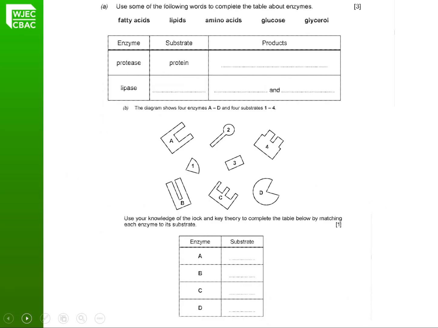So we move on to question 6. Use some of the following words to complete the table about enzymes. So enzyme protease, substrate is protein. Your products here would be amino acids. Lipase substrate is lipids, and your products. So for this, there would be 1 mark for naming both of these products, fatty acids and glycerol.